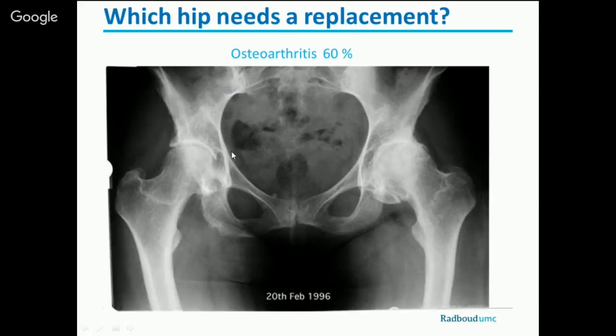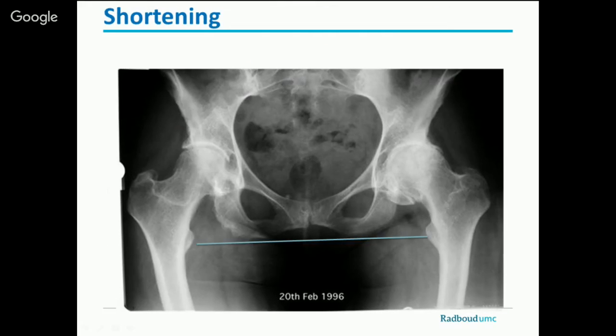Okay? So this is an osteoarthritic patient. You can see here still the joint space. Yeah? But you could see here it's very sclerotic. There is no cartilage here anymore. Similar to what we've seen in the knee. Often there is also a leg shortening because it's worn away here. So that means that we need to do something.